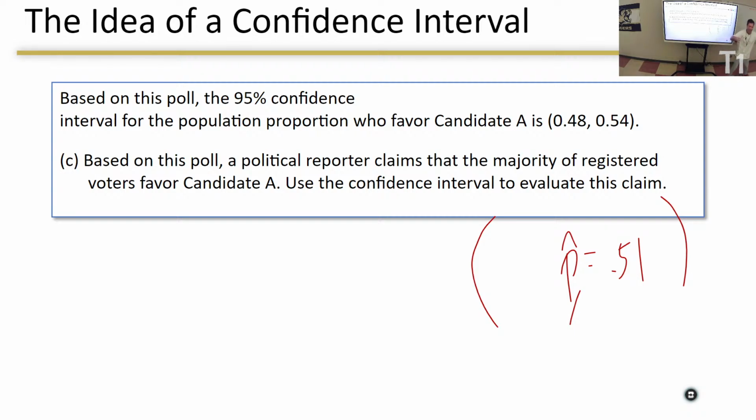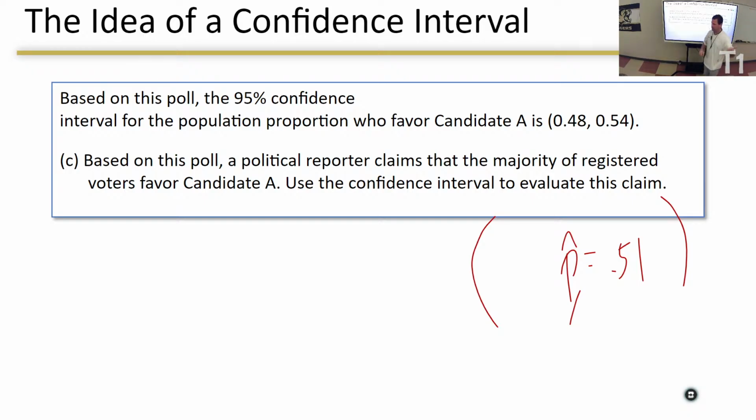When would it be? If both ends were above. Okay? If both ends were above, I'd say we're okay. If both ends were below, I would probably say candidate B would win. But because it's in the interval, it doesn't matter if I center it or not. If it's in it, I have to say there's not convincing evidence.